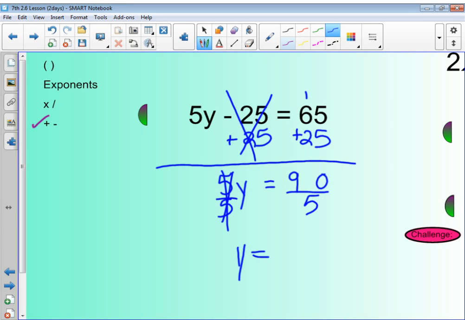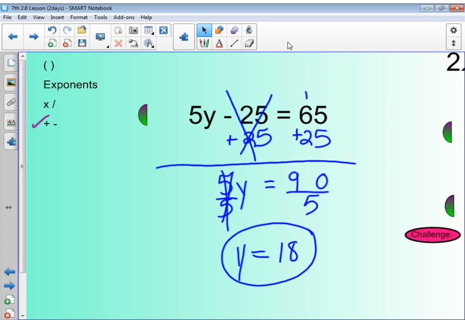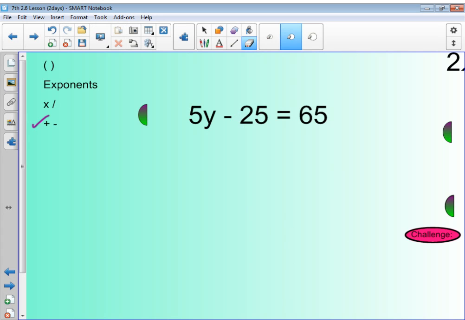And this is where I say, if you would like to use your calculator, you may. I'm not checking your division ability. I want to know that you can solve for y. If I take 90 divided by 5, I just think of nickels, that would be 18 nickels. So we find out that 90 divided by 5 is 18. So y equals 18.